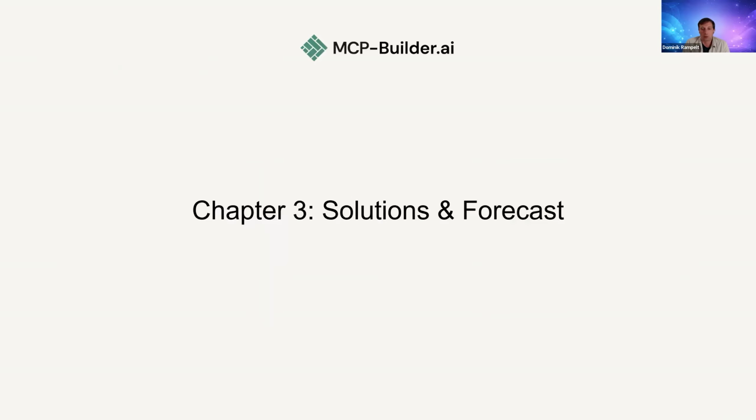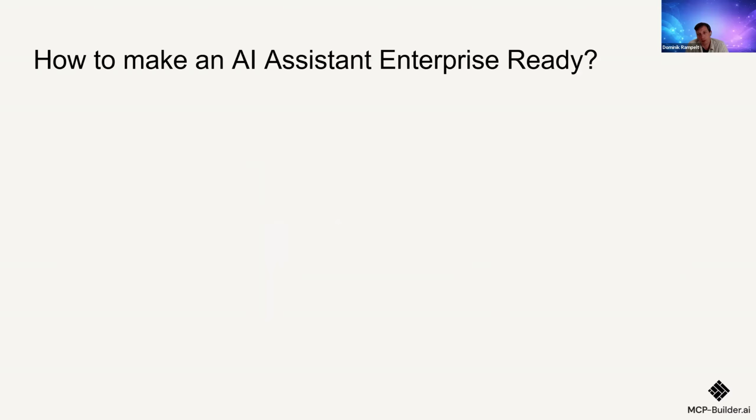All right, so we have seen those three areas, and now let's take a look at our chapter 3, which is basically the solutions. What is a potential solution to all that, and how can we in the future work with that? How can we improve that? And how can we find this kind of guide rails for our AI assistants in companies? A quick forecast. For that, I would like to start with a quick brainstorming, how to make AI assistants enterprise ready.